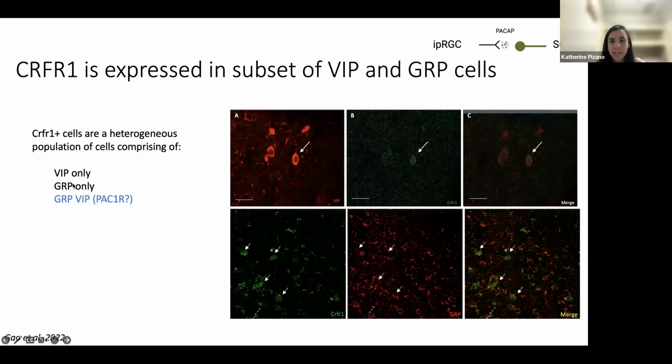So we hypothesize that a portion of these CRF neurons that we will record from overlap with these GRP VIP neurons, and these neurons contain the PAC1R receptor postsynaptically, as we show here in this modified Venn diagram. So how are we going to experimentally test this?